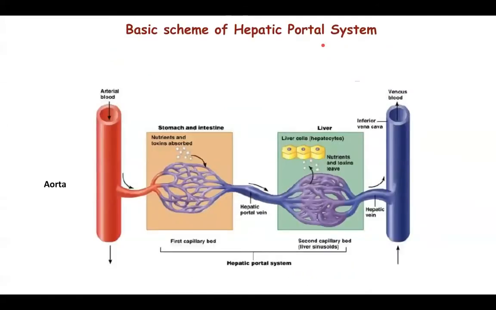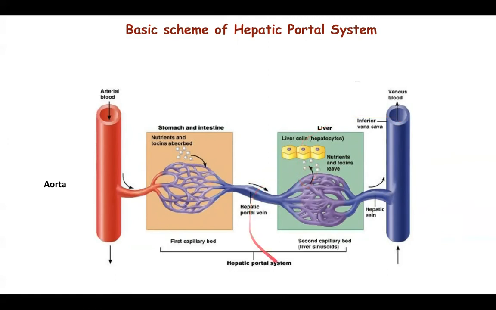But in case of the hepatic portal system, the blood comes to the stomach and intestine. Once the digestion process is complete, the hepatic portal vein is formed here. And this blood now goes to the liver. In the liver, the nutrients are absorbed or stored, the toxins are detoxified, and then this blood goes to the hepatic vein and back to your heart.